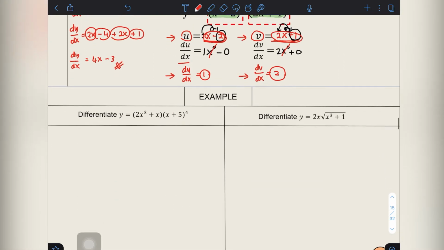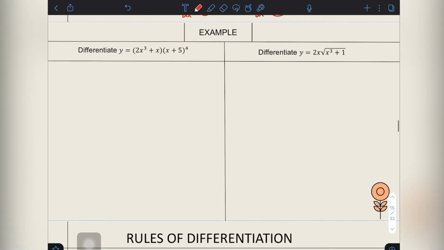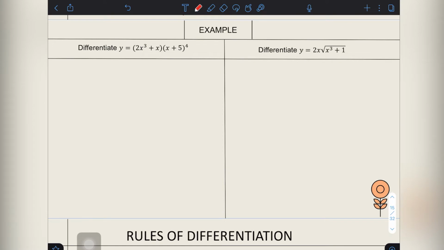Let's see one example here on the product rule. If you can see here, you have the equation y equals 2x cubed plus x, multiplied by (x plus 5) to the power of 4. Okay, class, so here is the example where you have two different functions separated by multiplication. This one is the first function, multiplied by this one, the second function.